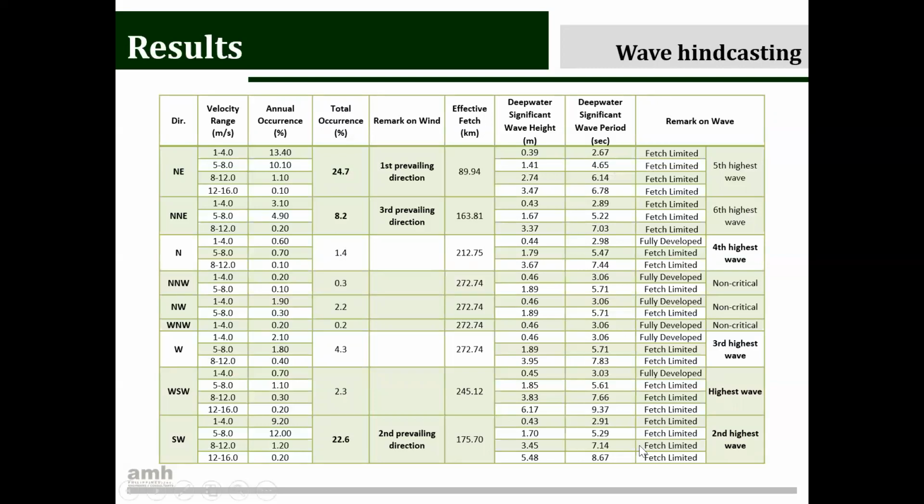This table shows the hindcast offshore wave conditions. The prevailing directions of offshore waves are northeast, southwest, and north-northeast. However, the highest offshore waves approach from the west-southwest, the southwest, the west, and from the north. These offshore conditions are inputted into the quasi-stationary numerical simulations of water levels, waves, and currents.